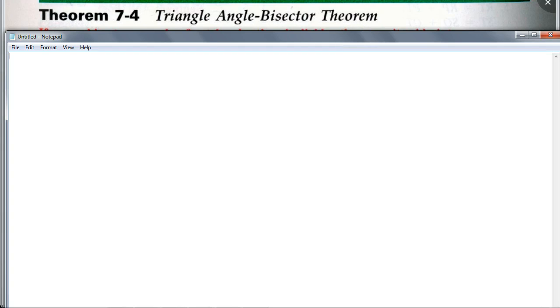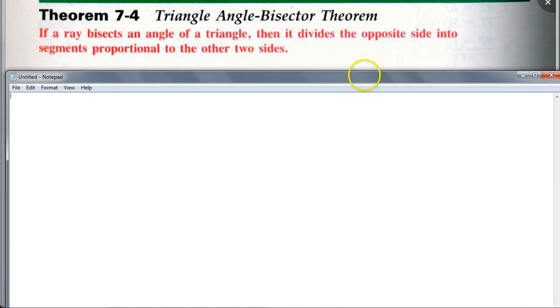It's called the triangle angle bisector theorem, and so it has a name. This theorem, it's nice, isn't it? And let me show you what it is. Here is what it says. If a ray bisects an angle of a triangle, then it divides the opposite side into segments proportional to the other 2 sides. It sounds sort of hard, but not really.